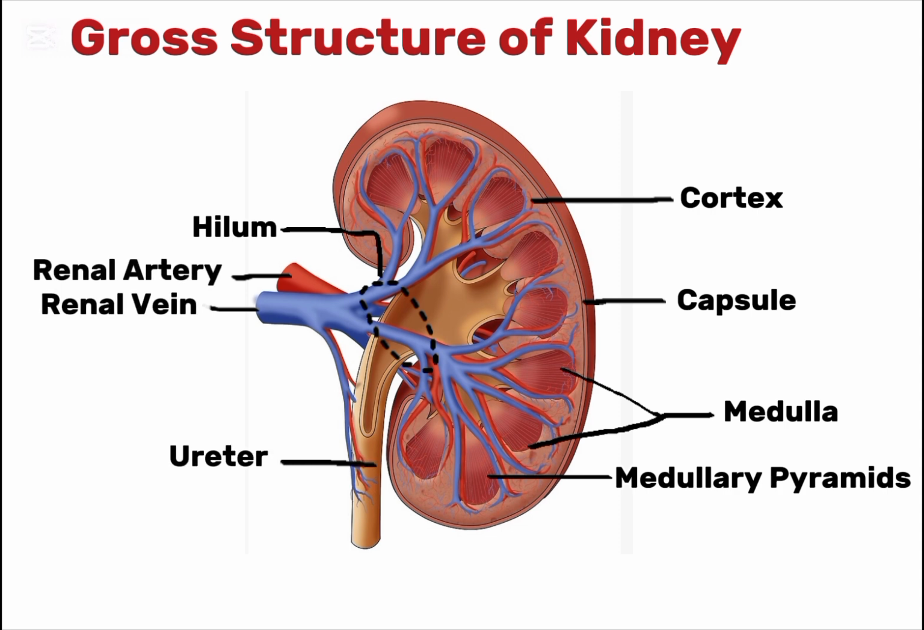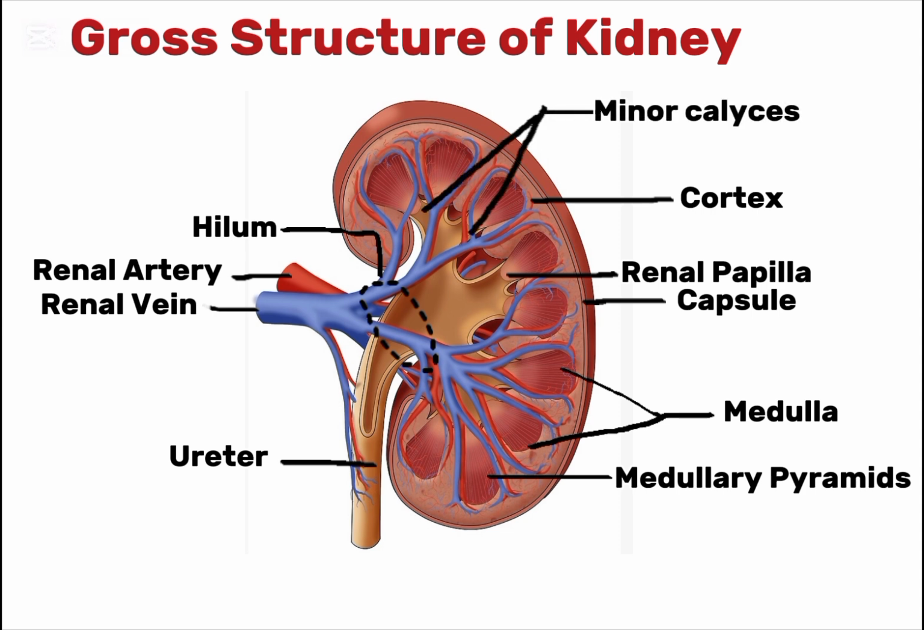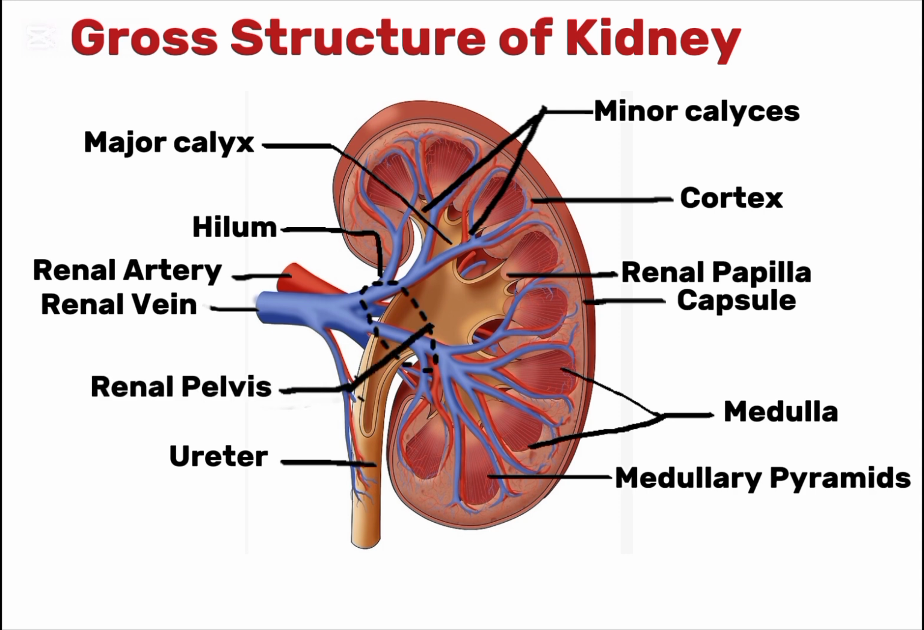Urine formed in a kidney passes through the renal papilla at the apex of the renal pyramids into the minor calyces. Various minor calyces merge to form the major calyces. Two or three major calyces join to form the renal pelvis. That is the funnel shaped structure. Renal pelvis goes downward and leaves the kidney as the ureter.